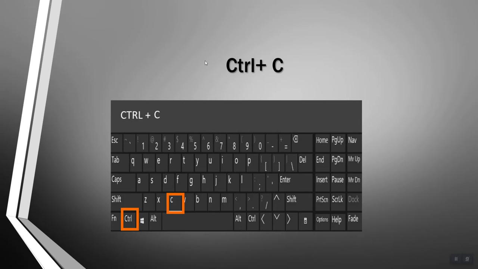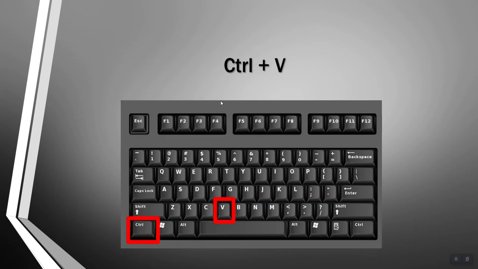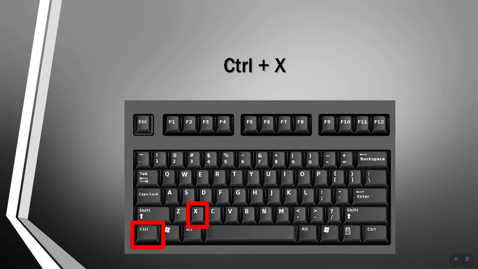So the first key is Ctrl+C. It is often used to copy highlighted text to the clipboard. Ctrl+V pastes the contents of the clipboard into the current cursor location. Ctrl+X is typically used to cut selected text and save it to the clipboard ready to paste elsewhere.